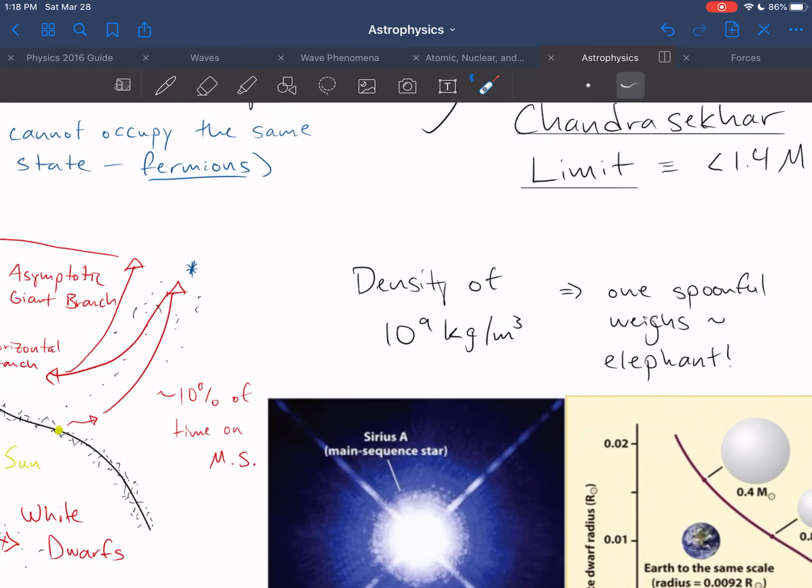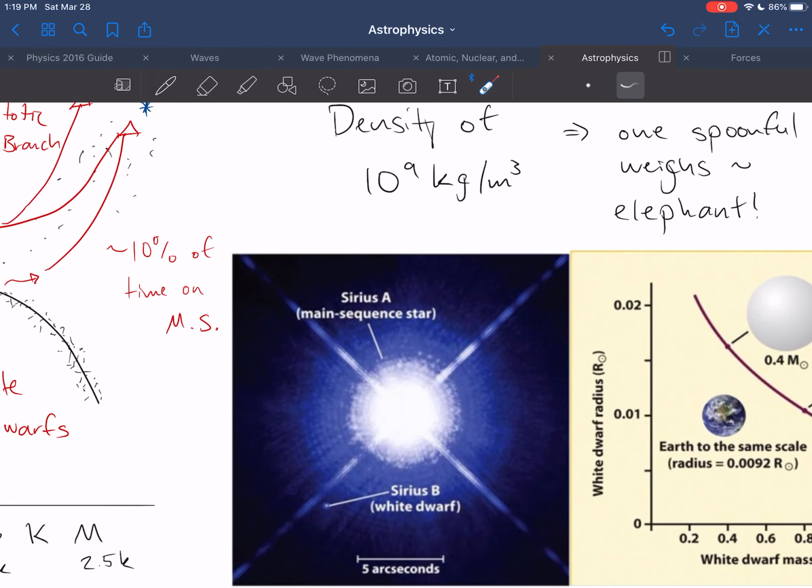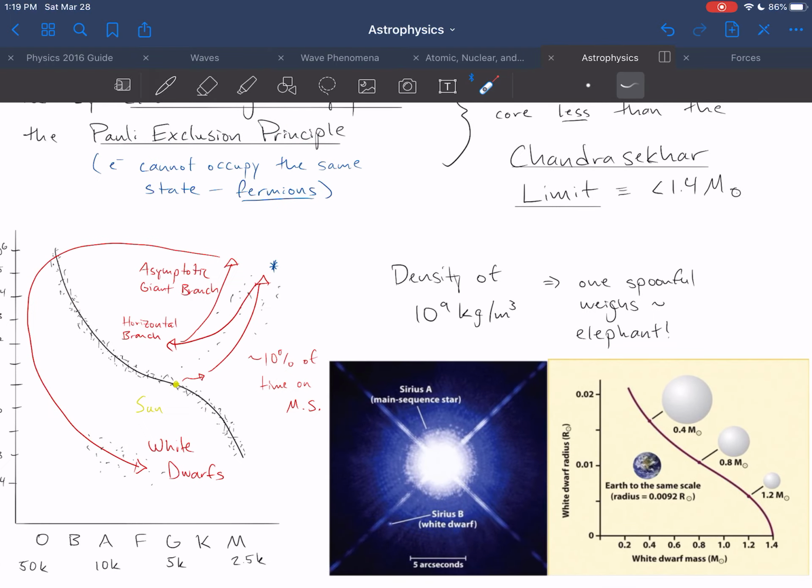So if we zoom in here, Sirius A is a main sequence type star. That's a main sequence star. The white dwarf that we're talking about is actually right here. So Sirius B is a white dwarf and can be made out. It's much smaller and therefore has a much smaller luminosity.